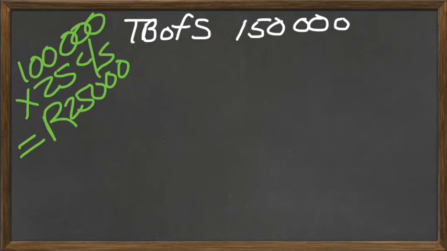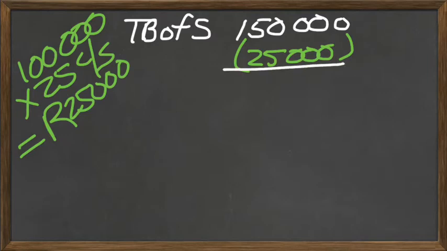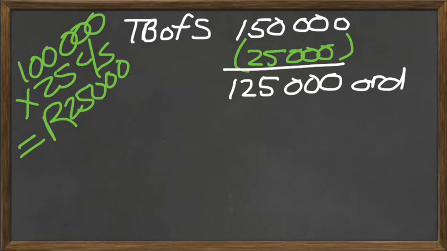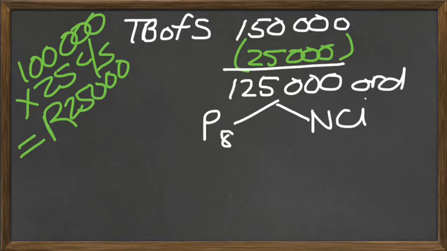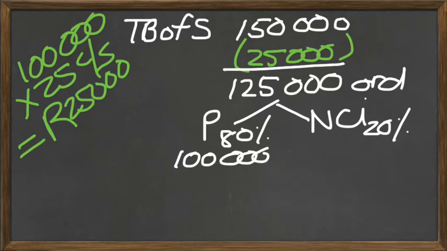So I can exclude from the 150,000 Rand the 25,000 Rand as the portion attributable to the preference shares. What I'm left with is the portion attributable to the ordinary shares. That 125,000 Rand can now be attributed to the parent and NCI based on their 80%, 20% shareholding. And that gives me an amount of 100,000 for the parent and 25,000 for NCI.